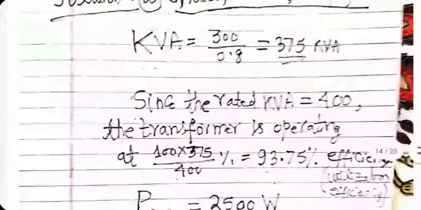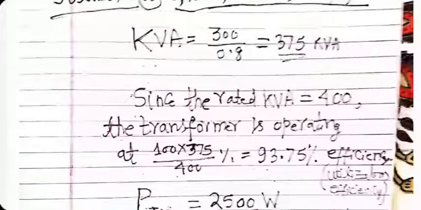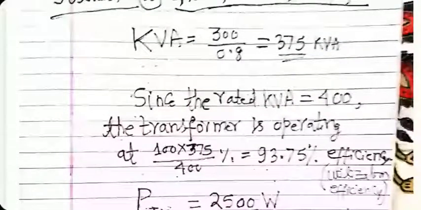Since the rated kVA is 400, the transformer is operating at... now this efficiency, which is the ratio of two kVA values, should not be confused with power efficiency or all day efficiency. I am calling it utilization efficiency. Somebody may give it some other name. This is the utilization efficiency of the transformer. That means you are operating at 0.9375 of the rated kVA value.